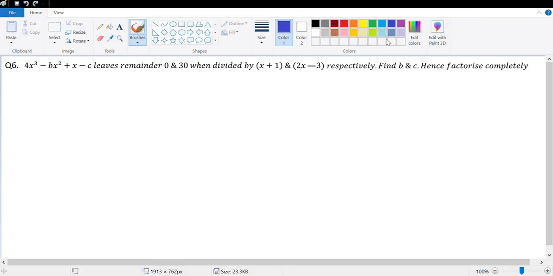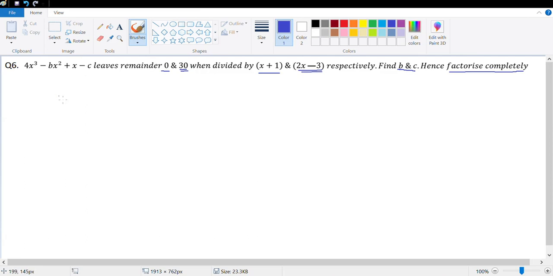Hi guys, let's look at the next question of exercise 8b, which is remainder and factor theorem. So it says the given expression leaves a remainder 0 when divided by x plus 1 and leaves a remainder 30 when divided by 2x minus 3. We need to find the value of b and c, and then we need to factorize it completely.